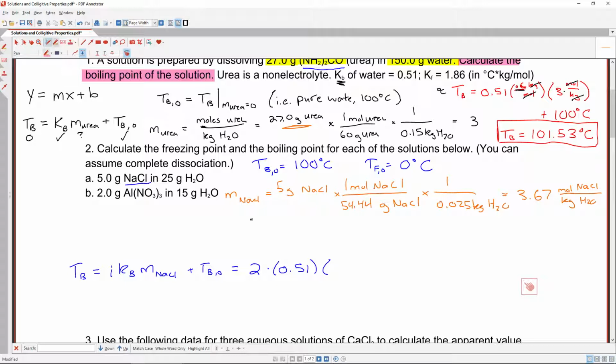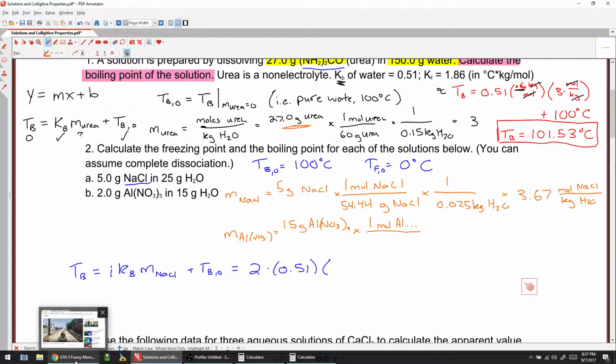Let's go ahead and do the molality for part B as well, because that's not going to change. Al(NO3)3, and again, very similar dimensional analysis. And I am going to have to look up a periodic table to get this molar mass. I don't remember the molar mass of aluminum off the top of my head. That's the only aluminum compound we have, so I could put dots there. It's fine.